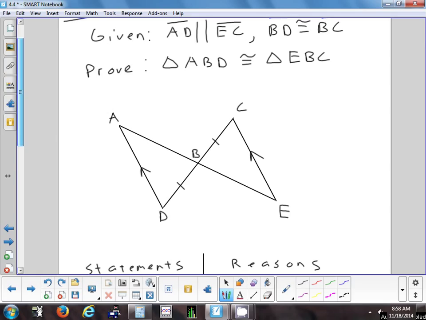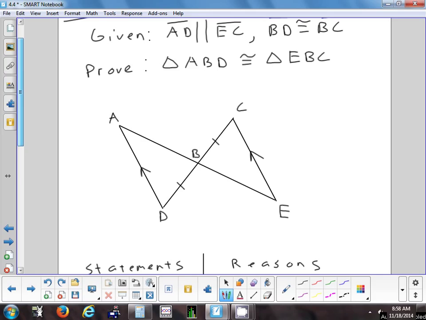Okay, now we'll try a proof. All right, so I've marked in the diagram AD and EC are parallel. BD is congruent to BC. And that's it. Prove that triangle ABD and EBC are congruent.